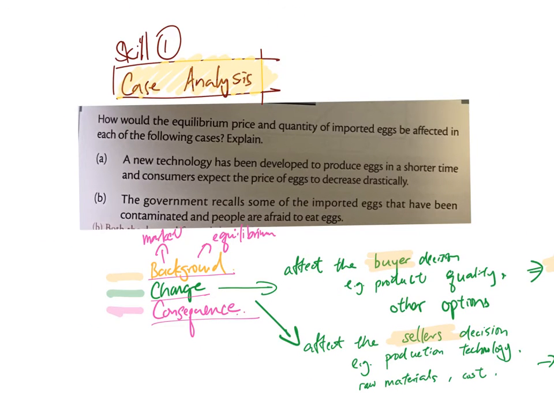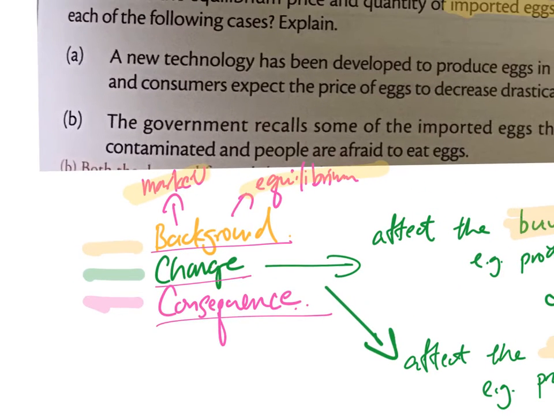The question says: how would the price and the quantity of the imported eggs be affected by the cases? So this time, it gave us the market. The market is the imported eggs. I think most of you can identify that. And for equilibrium, that means whether there is an excess supply or excess demand. Now we have finished the first part, and the second part is about the changes.